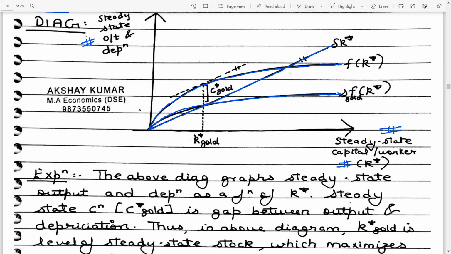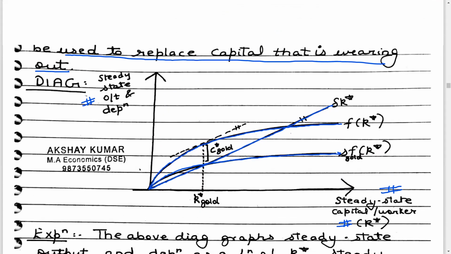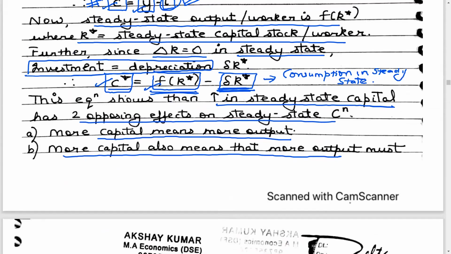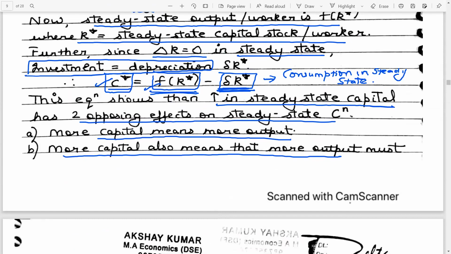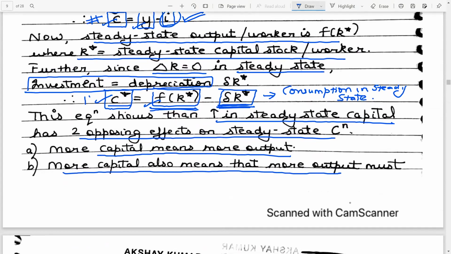Okay. So if we give it a read, the above diagram graphs the steady state output and depreciation as a function of K star. What is steady state consumption, guys? If you all can recall, steady state consumption is nothing but the gap between output and depreciation. You can see C star is equal to f of K star minus delta K star. So in words, my steady state consumption is the difference between the output and depreciation.